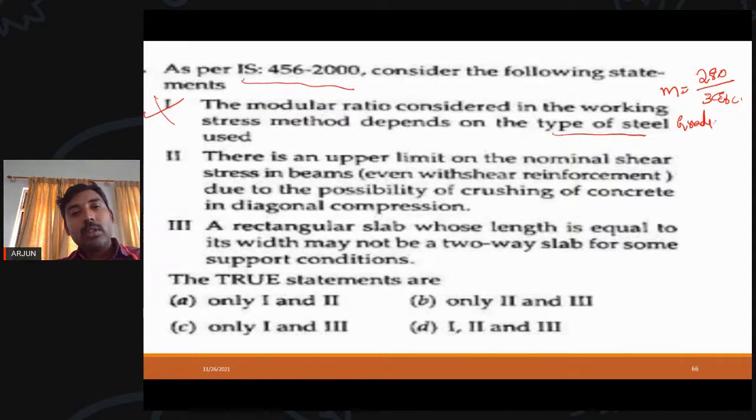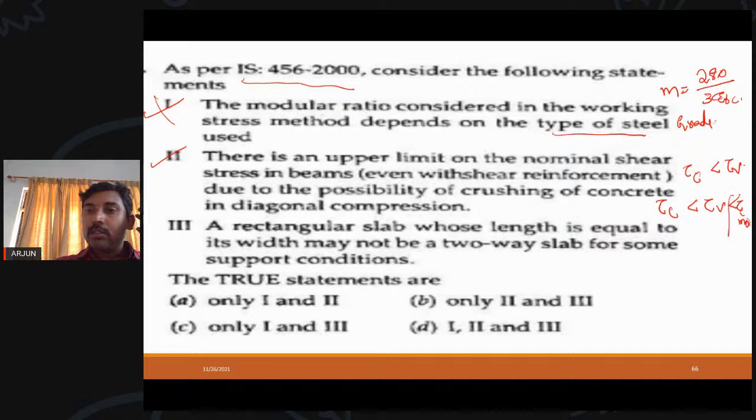Next, there is an upper limit on the nominal shear stress in beams even with shear reinforcement, due to the possibility of crushing of concrete in diagonal compression. This statement is always true, because whenever tau c is less than tau v, we have to provide shear reinforcement. However, tau v should always be less than tau c max.